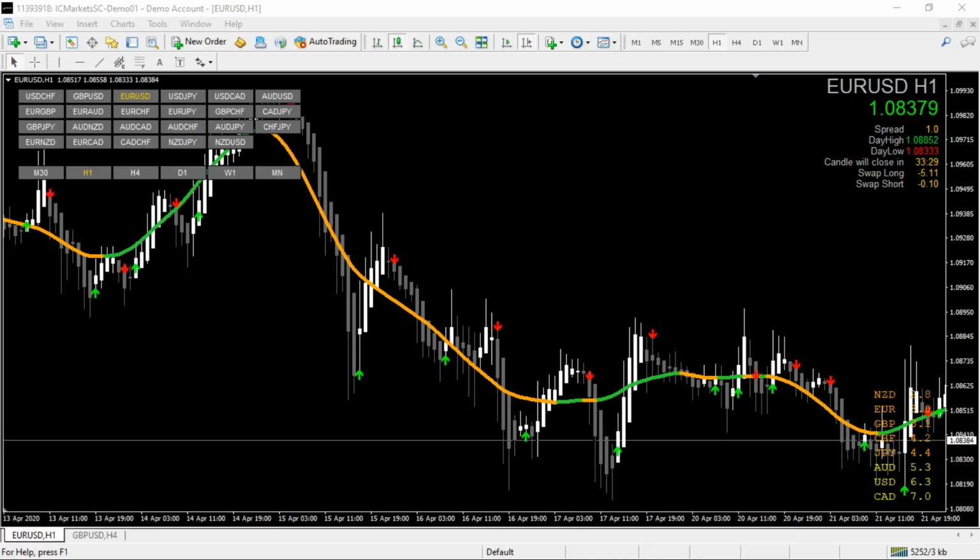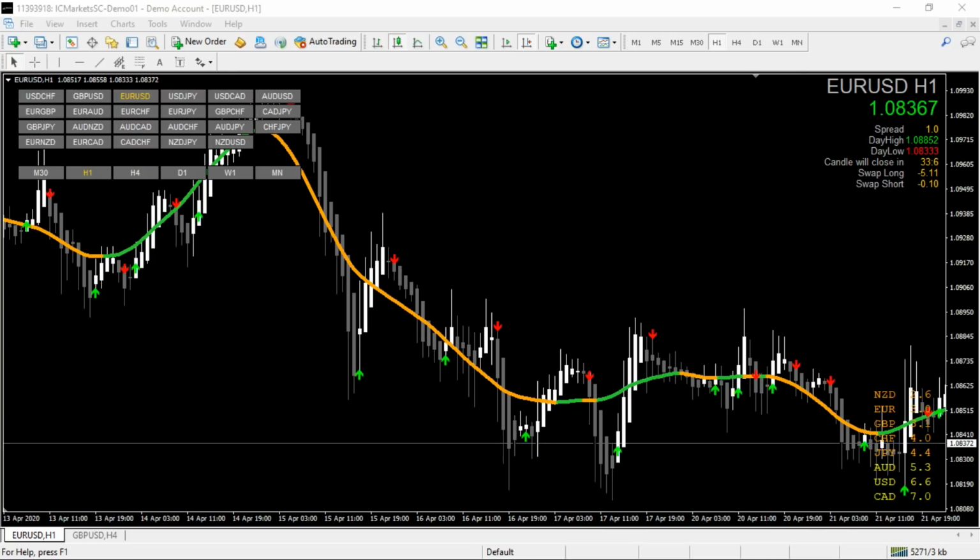Okay, now let's see how to set your stop loss. Here's the thing. An uptrend involves higher highs and higher lows, and a downtrend involves lower highs and lower lows. So what you need to do is, in an uptrend, you can place your stop loss below the previous low.